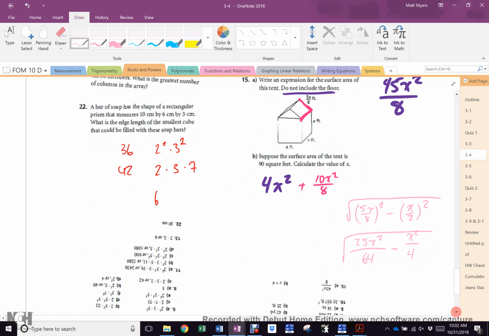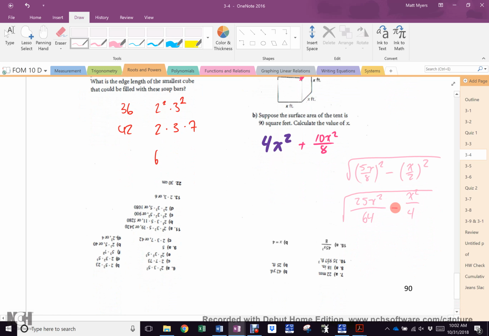Okay. Can I add those right now? No, because they have different denominators, right? But if I multiply that by 16, will I have 64? Yes. So what do I have to multiply the top by? 16. So now I've got 25x squared minus 16x squared all over 64. Is everyone still okay? Yes.